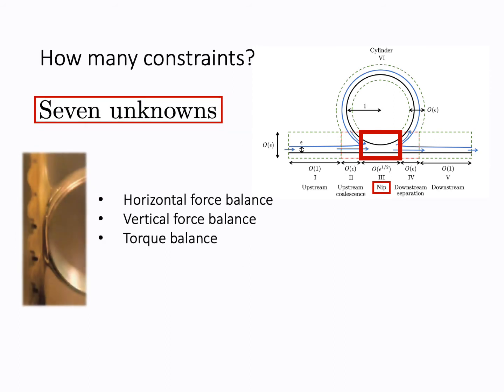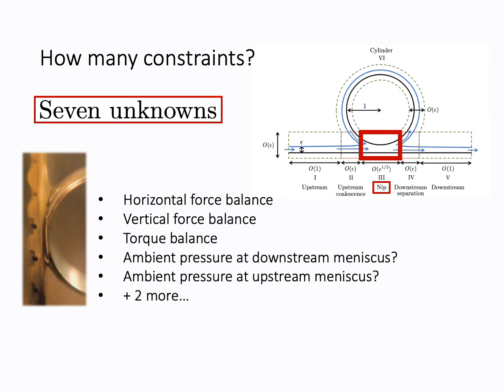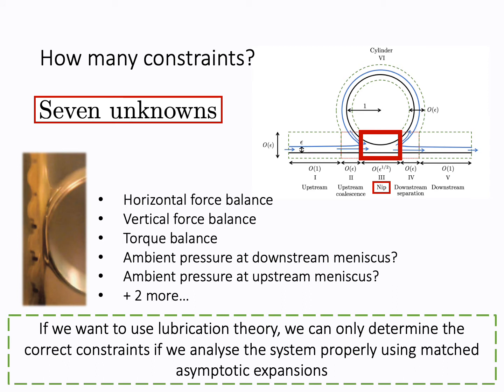Well, we have 3 equations from the force and torque balances. Then we probably have 2 more from imposing ambient pressure at either end. But this still leaves us requiring 2 additional constraints. How should we resolve this? The answer is through the systematic use of matched asymptotic expansions. If we want to use lubrication theory in the nip region, which is formally derived through an asymptotic analysis, we should expect to close the problem through matched asymptotic expansions.